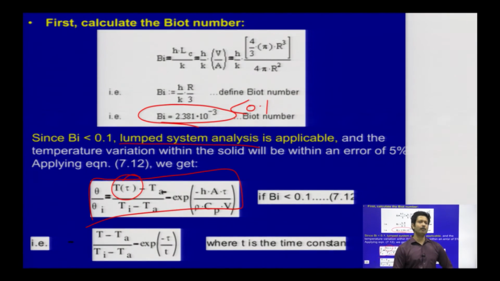For any given numerical, I'm repeating this once again, until and unless it is specified that lumped parameter analysis has to be applied, in which case the question will be framed in a different way and the Biot number check will not be required because it is already stated. But if it is not, then definitely you will first calculate the Biot number, and if it comes lesser than 0.1, as you can already see, then definitely you can implement lumped system analysis.